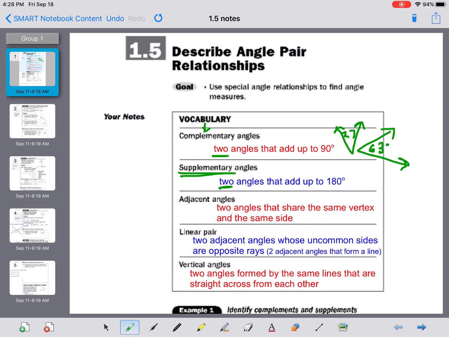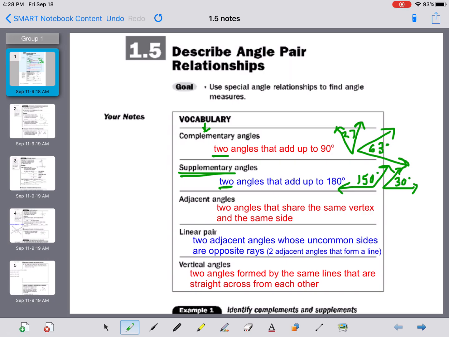Once again, two angles, not three angles, not seven angles, but exactly two angles that add up to 180 degrees. Okay, it doesn't matter where you see them, it doesn't matter if they're touching or not, but it's two angles. So if I have a 150 here, I could have a 30 degrees over here, and together they add up to 180, and those are supplementary angles.